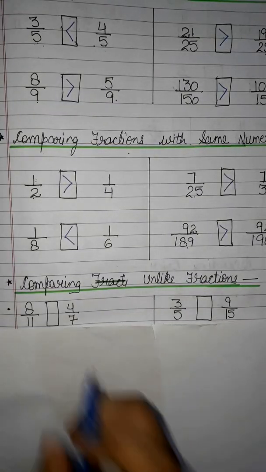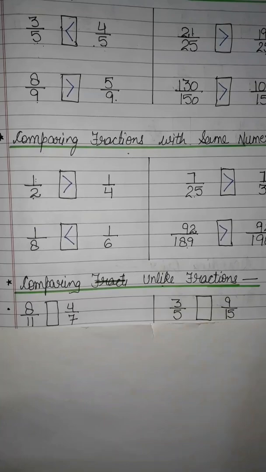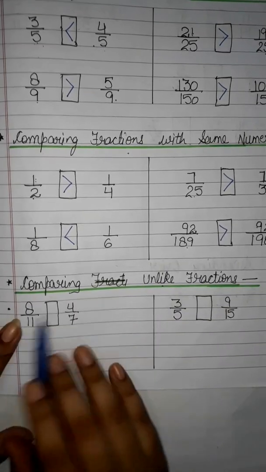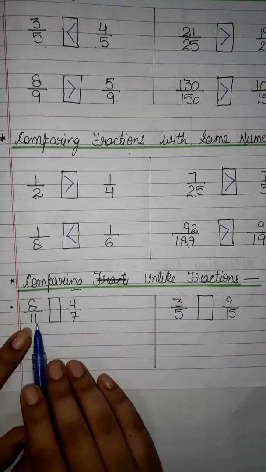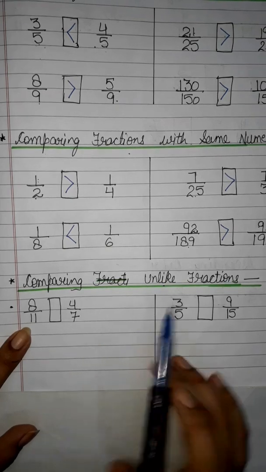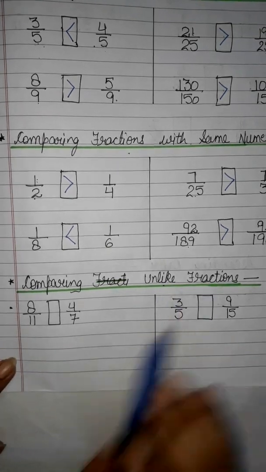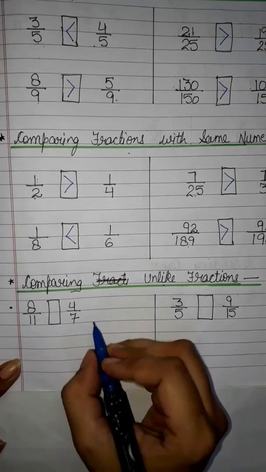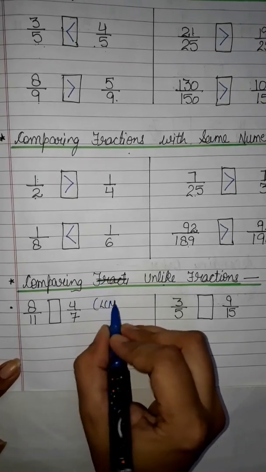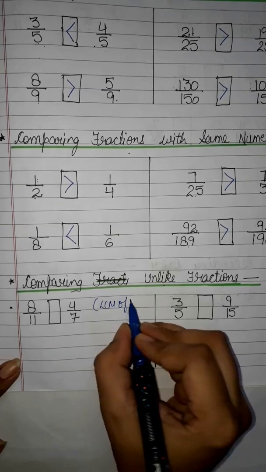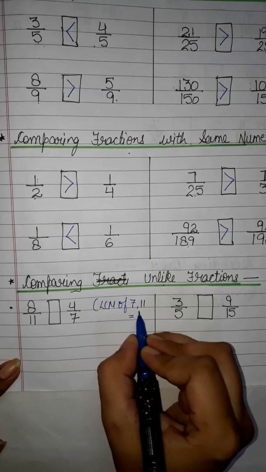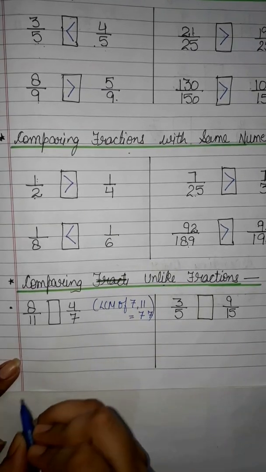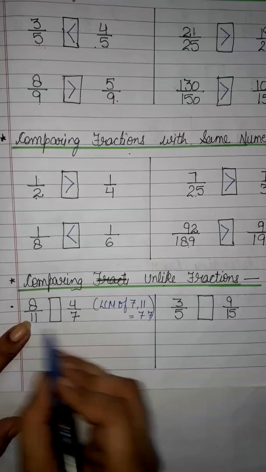Now the third one, comparing unlike fractions. See children, neither the numerator is the same nor the denominator. So these are unlike fractions. So how will you do it? Now we need to make the denominators the same. Take the LCM. So the LCM of 7 and 11 will be 77. Now this 11 you have to make 77.